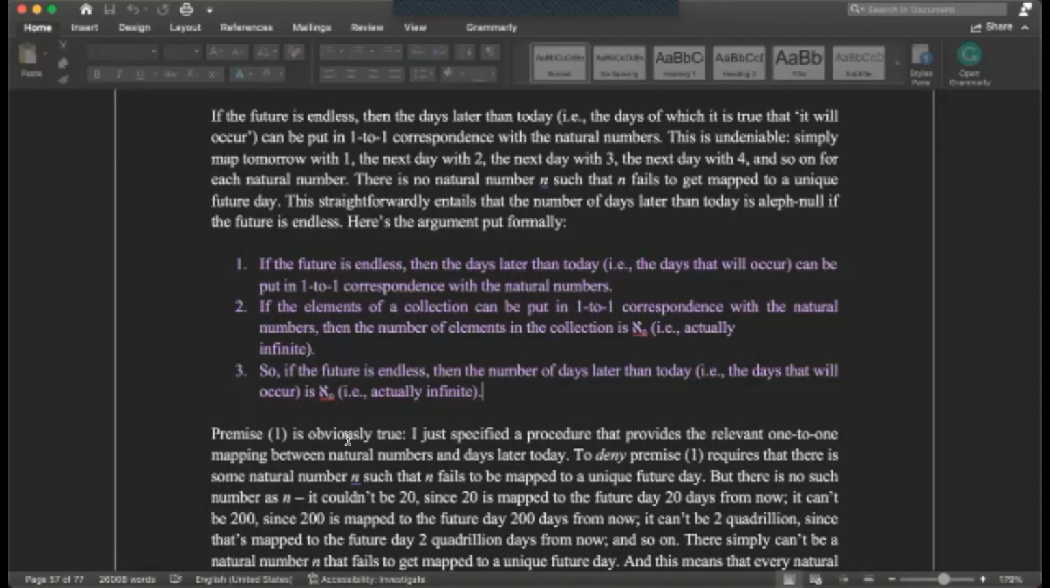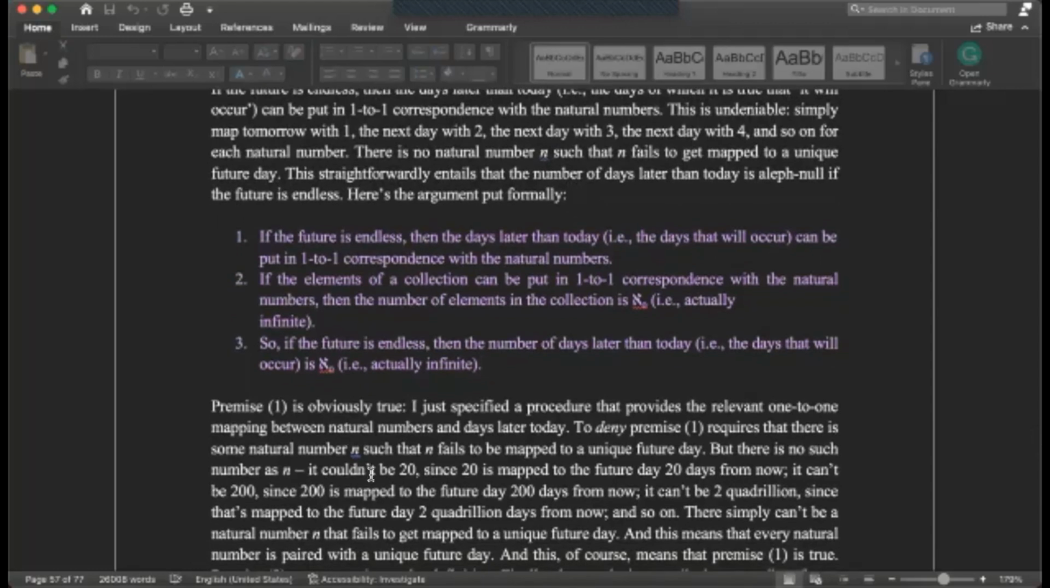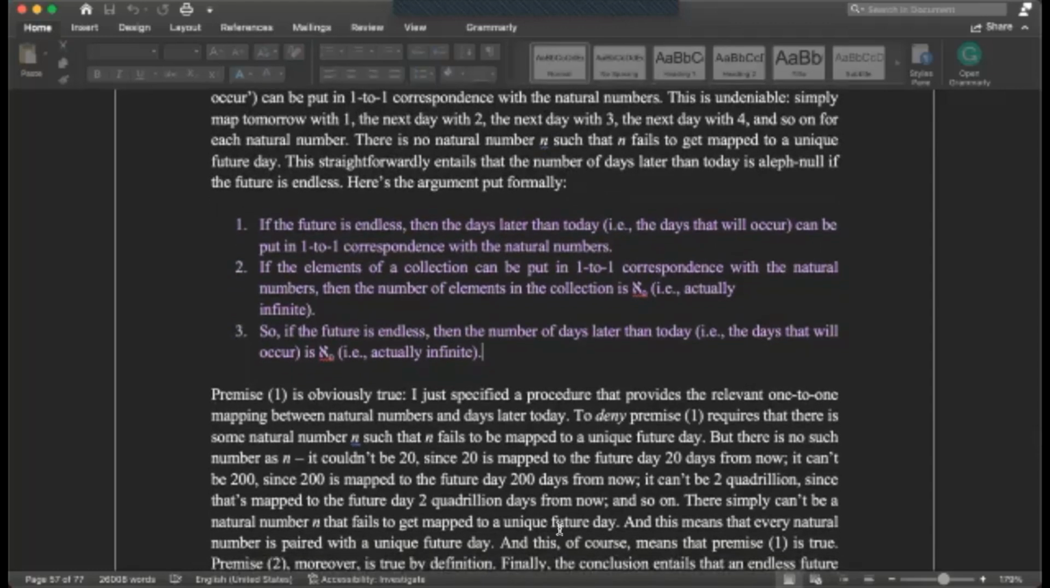It couldn't be 20, since 20 is mapped to the future day 20 days from now. It couldn't be 200, since 200 is mapped to the future day 200 days from now. And it can't be 2 quadrillion, since that's mapped to the future day 2 quadrillion days from now. And so on. There simply can't be a natural number n that fails to get mapped to a unique future day. And this means that every natural number is paired with a unique future day. And this, of course, means that premise 1 is true.